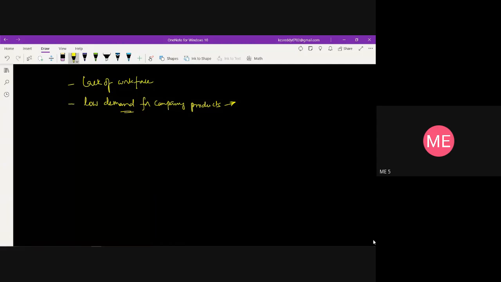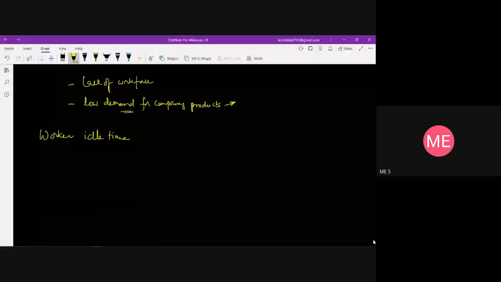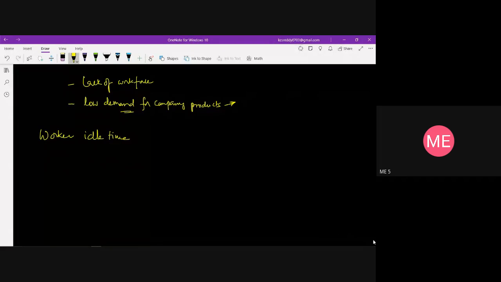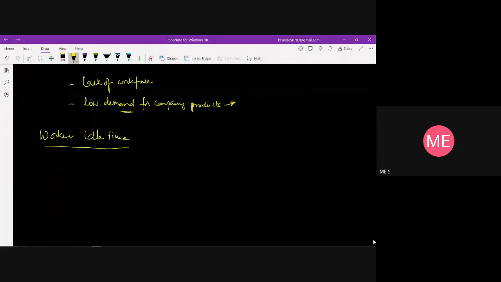And the worker idle time. Machine idle time, which we have discussed, is nothing but keeping the machines or workers idle, and it should be avoided, because it brings a lot of disadvantage to the organization. The duration for which a machine or worker is kept idle is called idling time. Now, worker idling time. What is meant by worker idling?